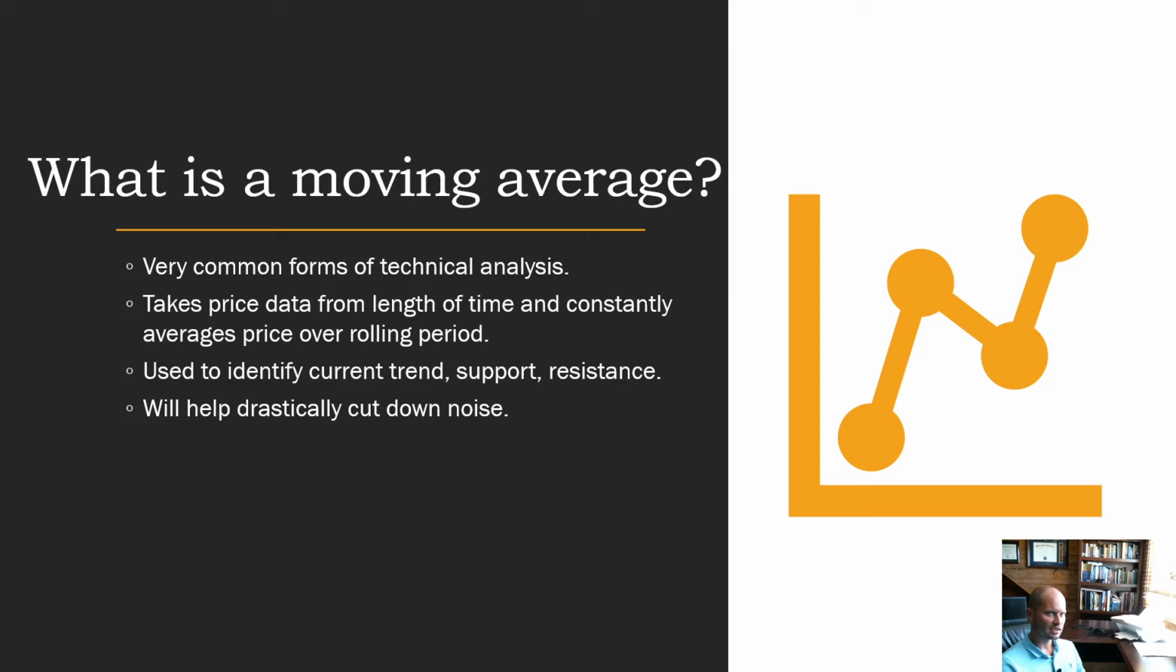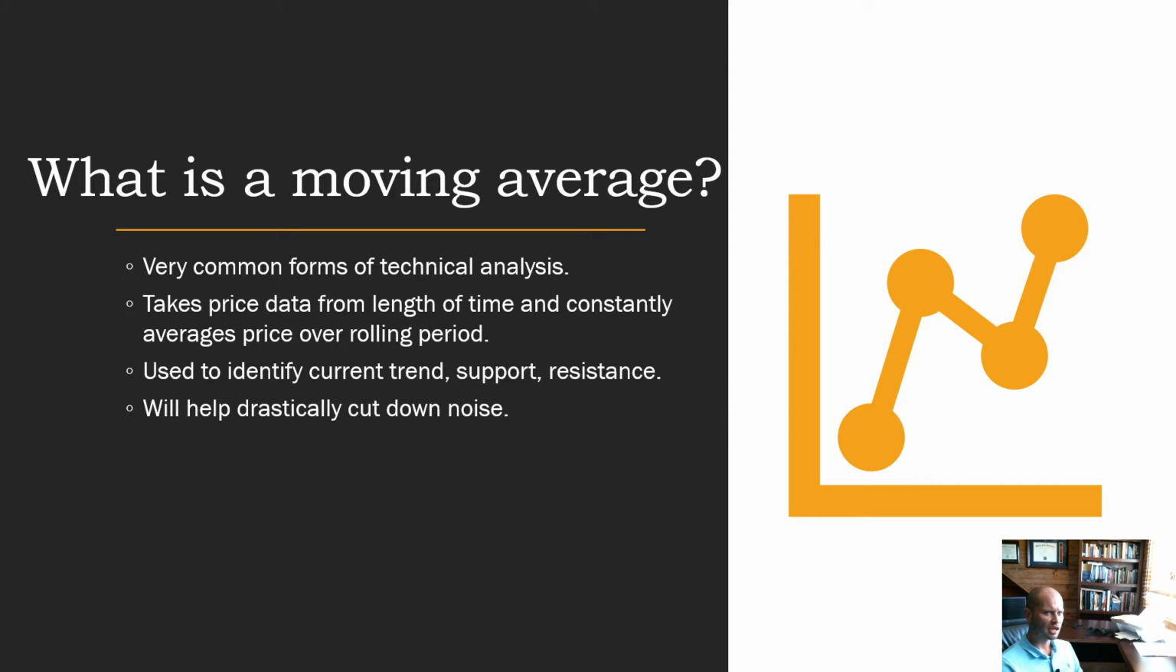They take the price data from whatever length of time the trader designates and constantly average the price over the rolling period. There's different forms of moving averages, which are the simple, exponential, weighted, etc. The ones that we will focus on here at Tactical Trading Services are the simple and exponential moving averages. The mathematical calculations are different for each of them.